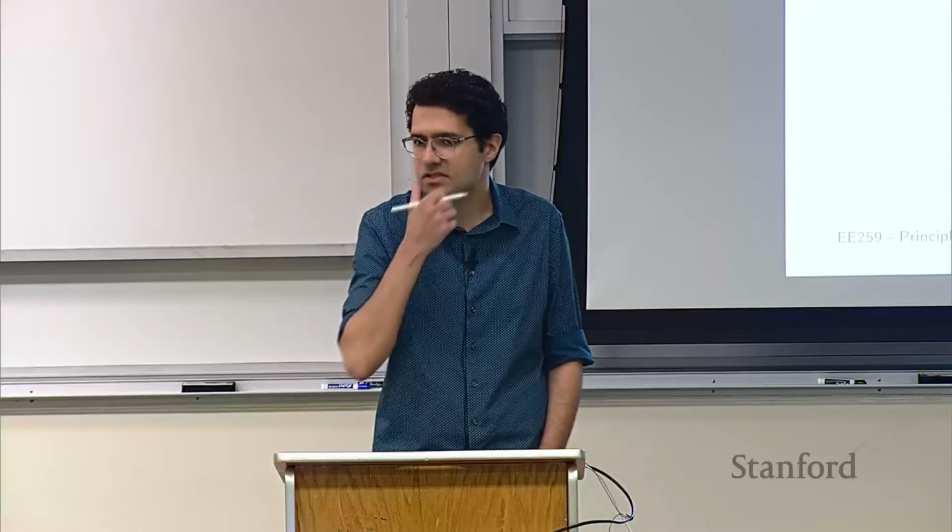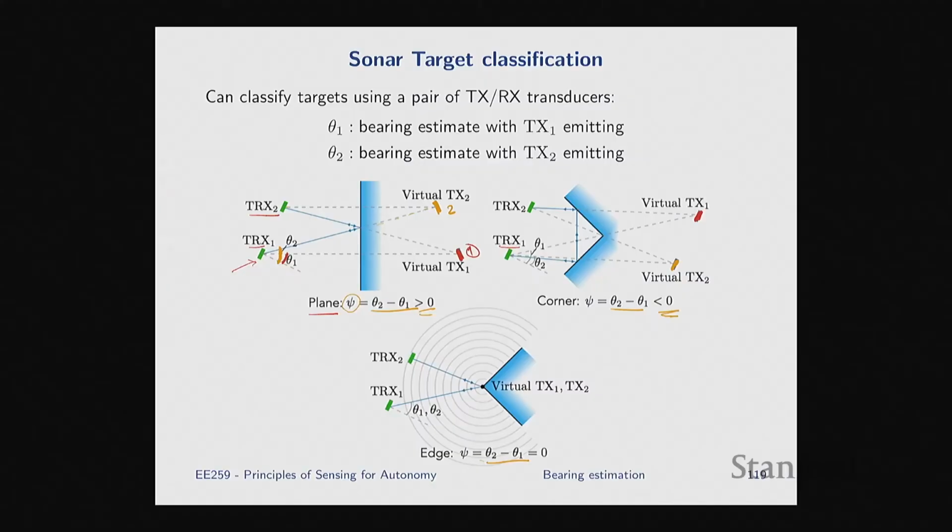It's very limited what you can do with this, but it's kind of interesting that just by pure geometry, you can do a very simple classification in sonar. I thought it's just cool to point that out. So you just, again, have 2 transmitters, 2 receivers, do your DOA estimation twice, and just by that difference in the angle, you can do a bit of classification.